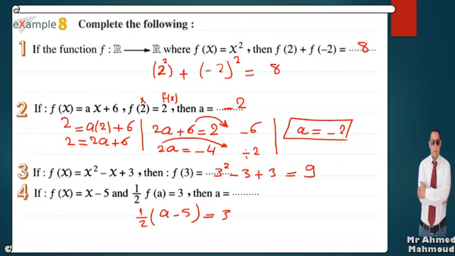Okay, then a minus 5 equal, I will send the half there to be divided by half. 3 divided by half equal 6. And then I will send minus 5. Then a equal as plus 5. 6 plus 5 equals 11.